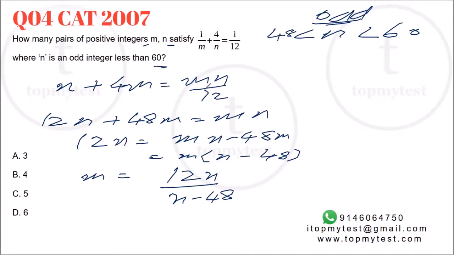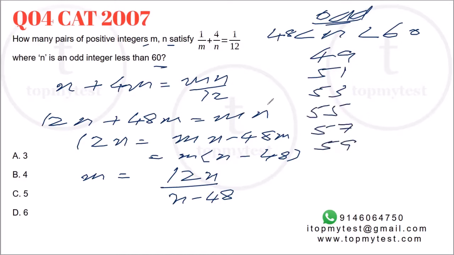It has to be an odd number, so the values which you can put are 49, 51, 53, 55, 57 and 59. Just as in the previous case, we can plug it in and check whether it will give you an integer. If you put n is equal to 49, this denominator is 1, so definitely will give an integer. If you put n is equal to 51, denominator will be 3. 12 into 51 divided by 3 will be a natural number, done.